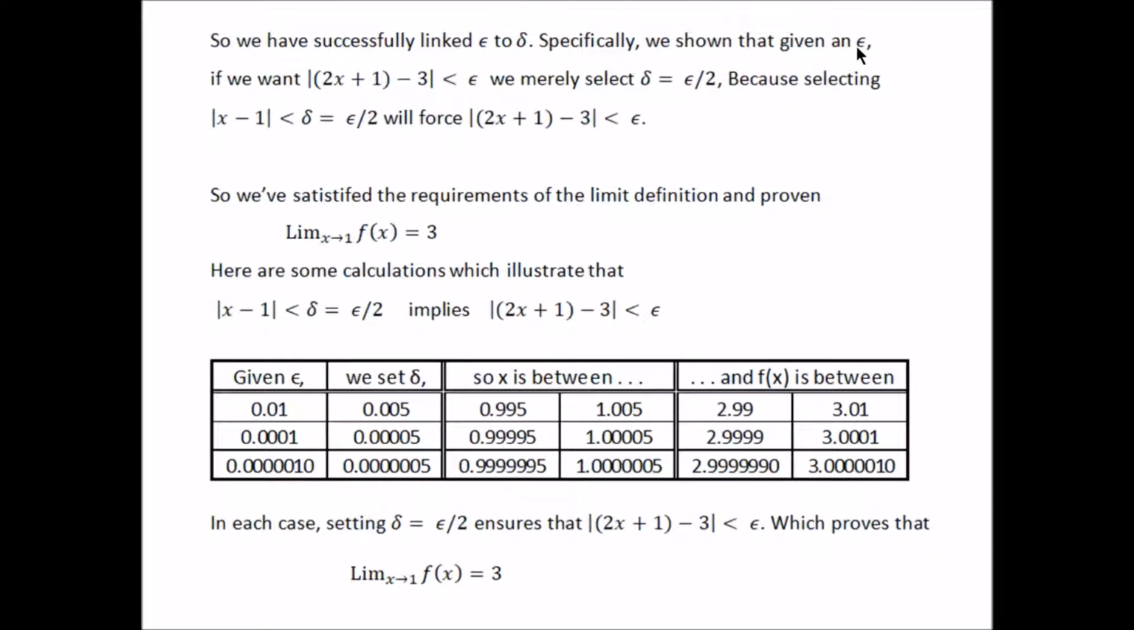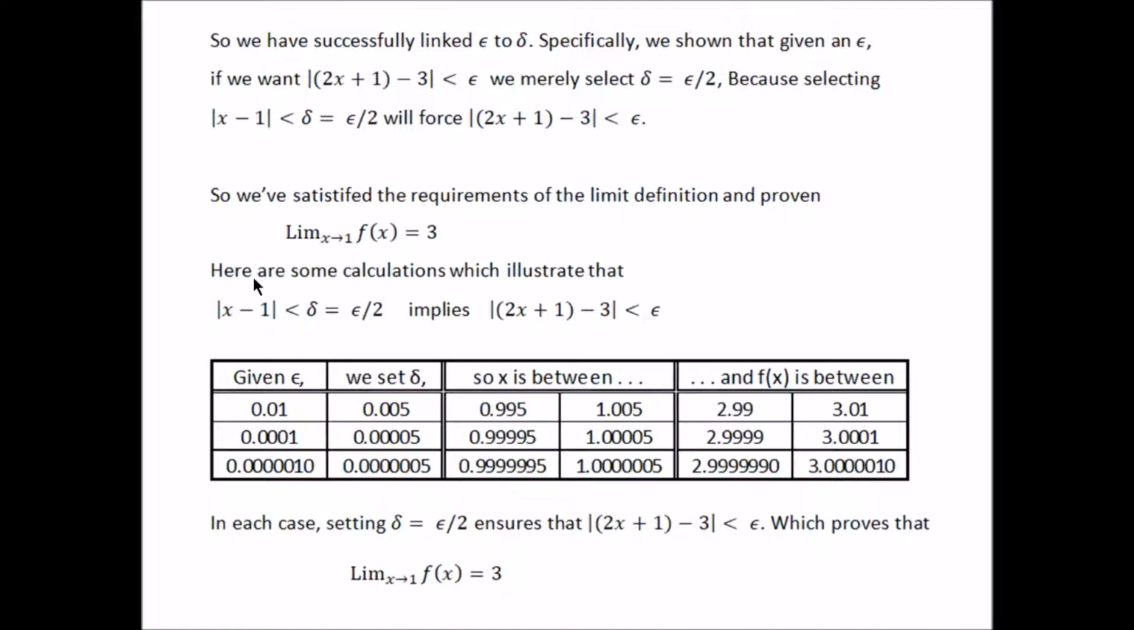We've shown that if you give me an epsilon, and we want this to be true for that epsilon you gave me, I just select delta of epsilon divided by 2. Because if I select delta equal to epsilon divided by 2, that means that this is true, and this is true forces this to be true. And so we've satisfied the requirements of the limit definition.